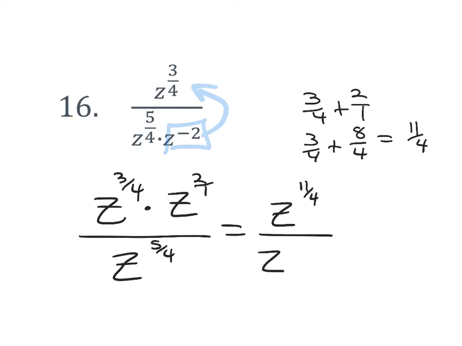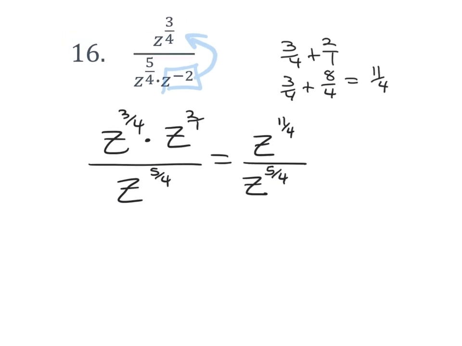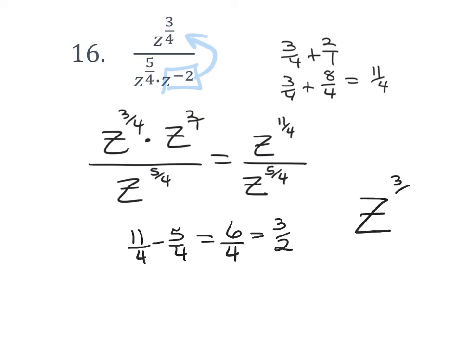I'm going to rewrite the denominator. And now for division, you subtract. So I'm going to subtract 11/4 minus 5/4, and I get 6/4. And then I'm going to reduce this to 3/2. So my final answer here is going to be z to the 3/2 power. I can leave it in exponential form. I don't need to write it as a radical.